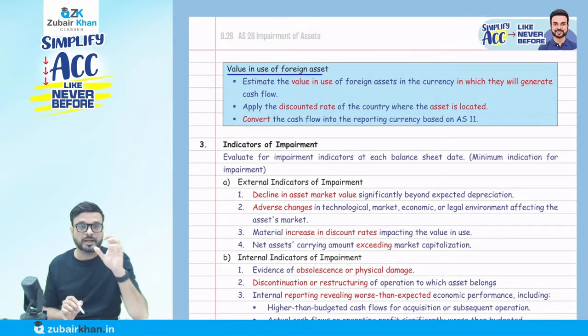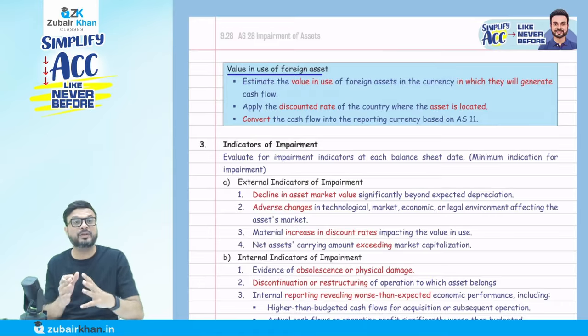Suppose my asset is not in India. Suppose it's Reliance Industries, which has one branch in the US and one building in the US. How do we calculate the future cash flow of that asset? Because when we calculate value in use, we calculate the present value of the future cash flow.